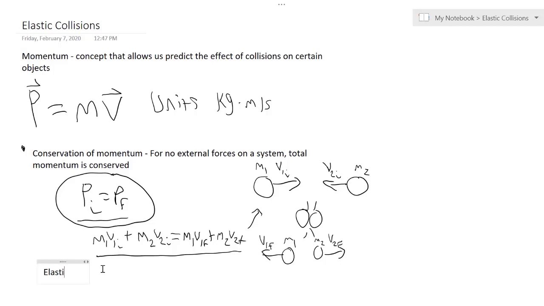Well, an elastic collision is one where objects bounce off each other, i.e. there is little to no friction. And so we can see that this example that we have here is an elastic collision, as they bounce off each other.